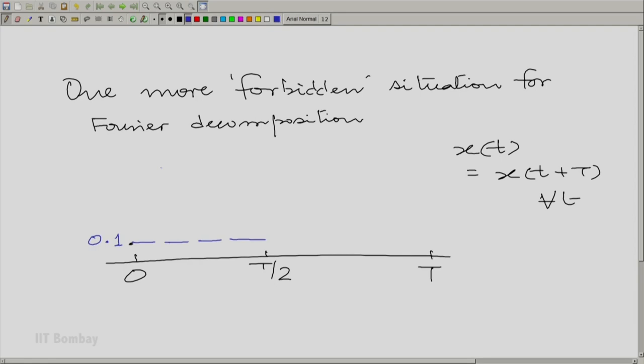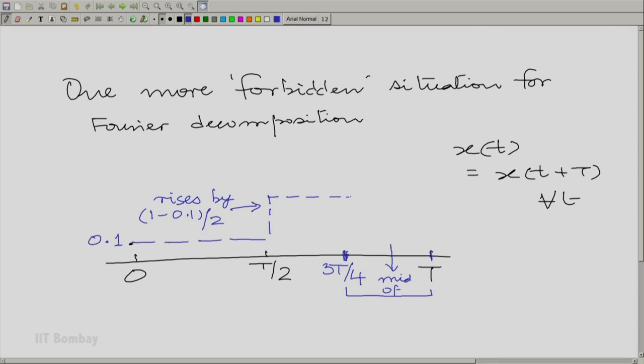Now, at T by 2, it overcomes half the gap. So, 1 minus 0.1, that is 0.9, divided by 2. So, 0.45. So, it rises by 0.45. And then this continues until you reach 1/2 of the remaining interval. Now, again, you divide this interval into 2. You get the middle of this interval. And once again, you cause the waveform to rise. So, it has come here to 0.1 plus 0.45, that is 0.55. So, now again, it would rise here by 1 minus 0.55 by 2. And this continues until this point, which we have identified, the middle.